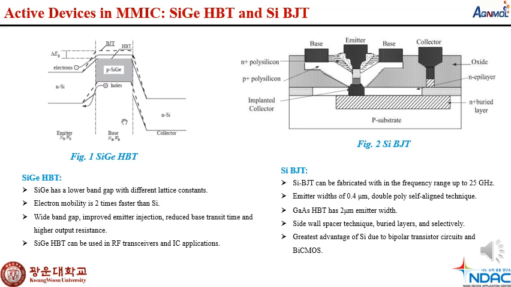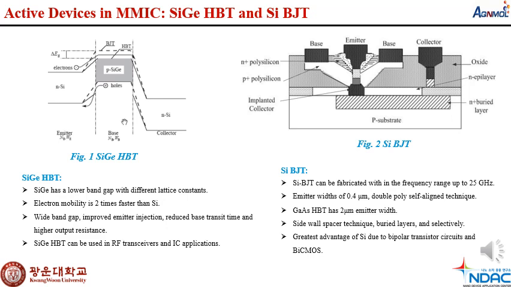If we see figure number 1, here is one structure, and that is called the common structure for the 3 types of generation of this silicon germanium HBT. On the right side, in figure number 2, we can see the silicon BJT. In figure 2, we can see the base, emitter, base, collector, and some oxide layers, and the P plus and N plus polysilicon layers.